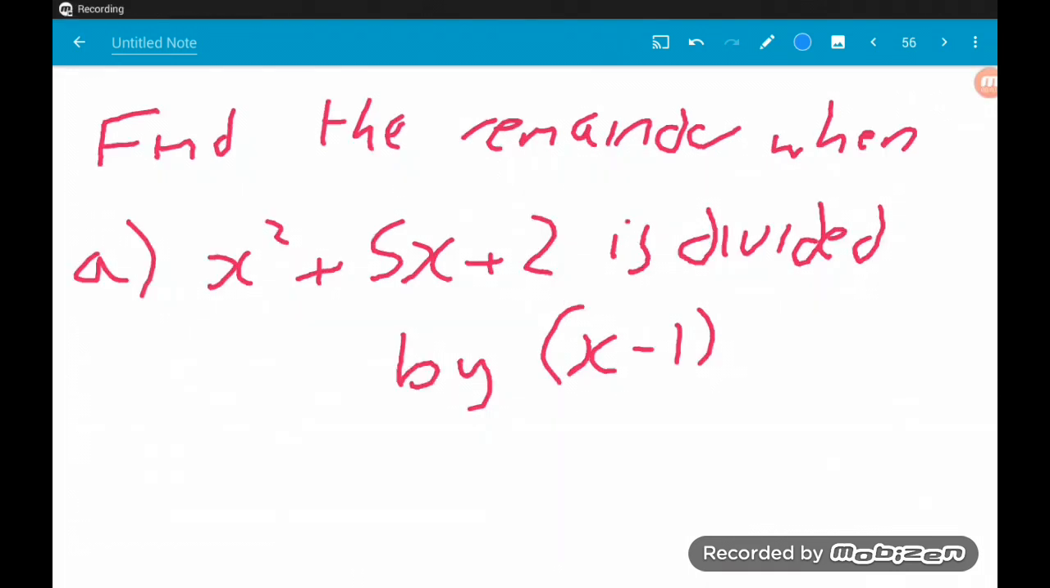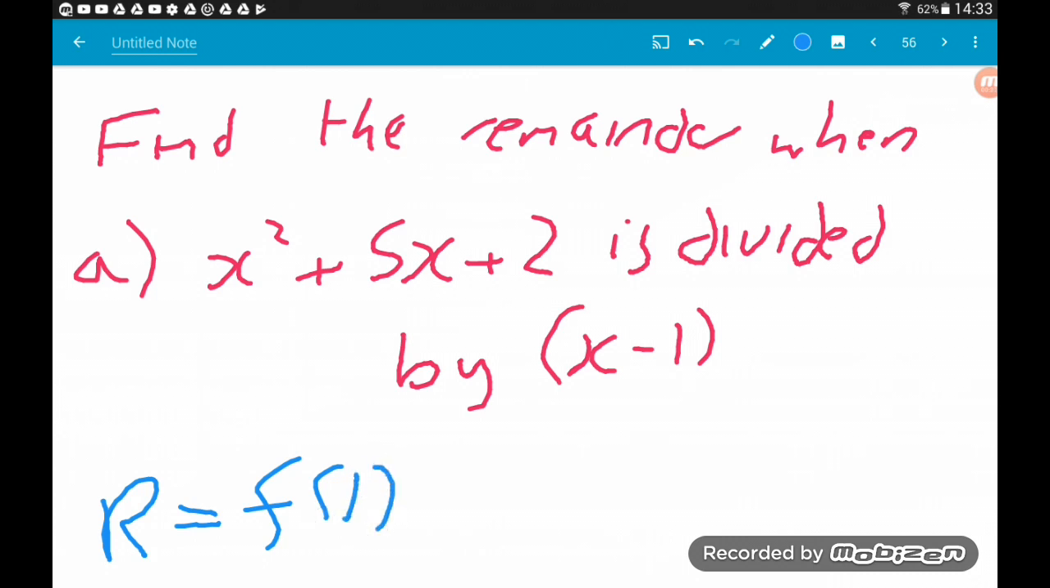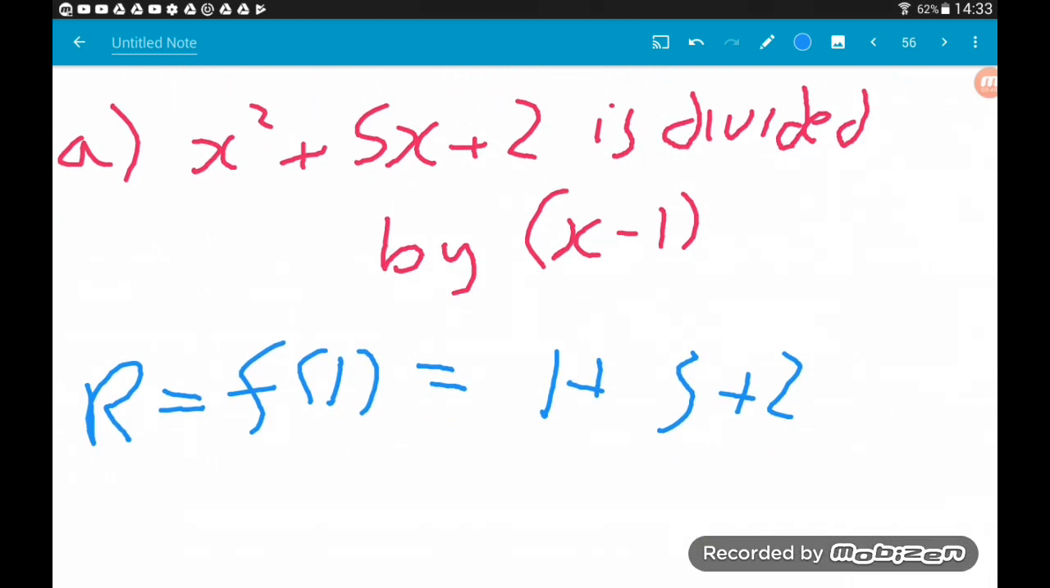Okay then, first up we'll have a look at finding remainders when we divide expressions by other expressions. So we want to find the remainder when x squared plus 5x plus 2 is divided by x minus 1. So we are dividing this expression by x minus 1. The remainder then is given by f of 1, like that. So f of 1 is 1 squared, so 1, plus 5 times 1, which is 5, plus 2. So we got 1 plus 5 plus 2, which is 8. So the remainder is 8.